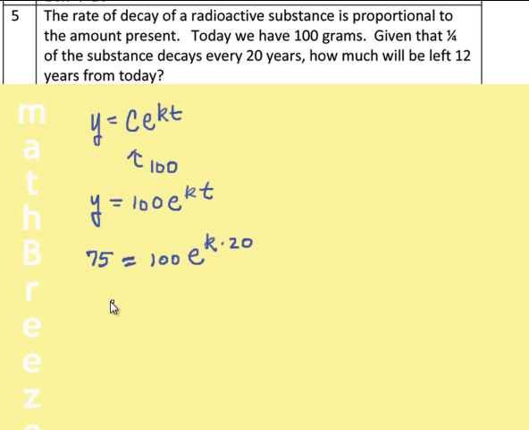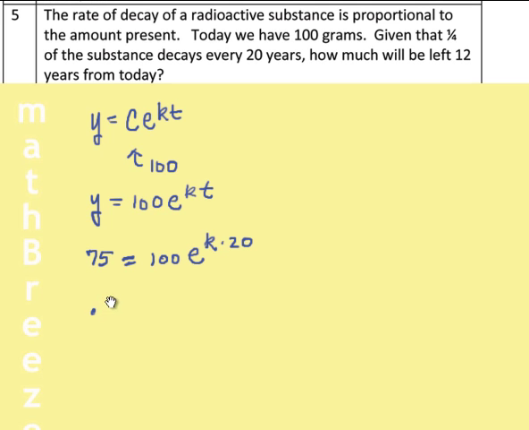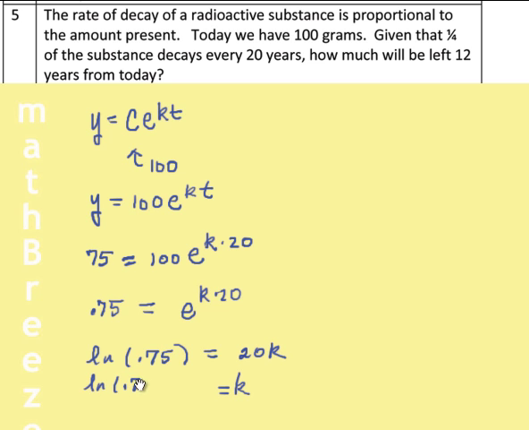So let's divide both sides by 100, and we have 0.75 is equal to e to the k times 20, and then just take the log of both sides. Now divide by 20. Okay, we'll approximate what this is equal to using the calculator. And here's our approximate value for k.